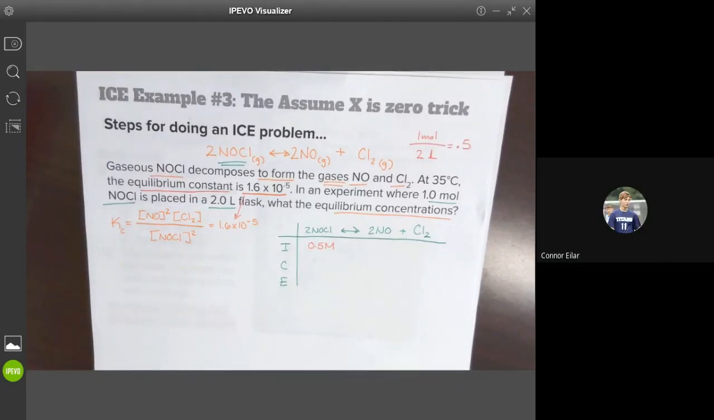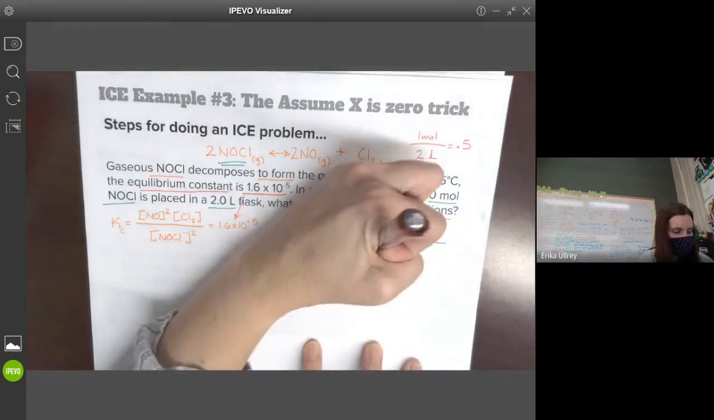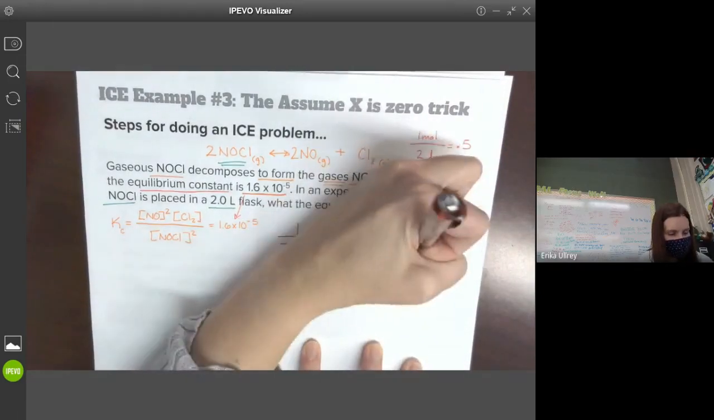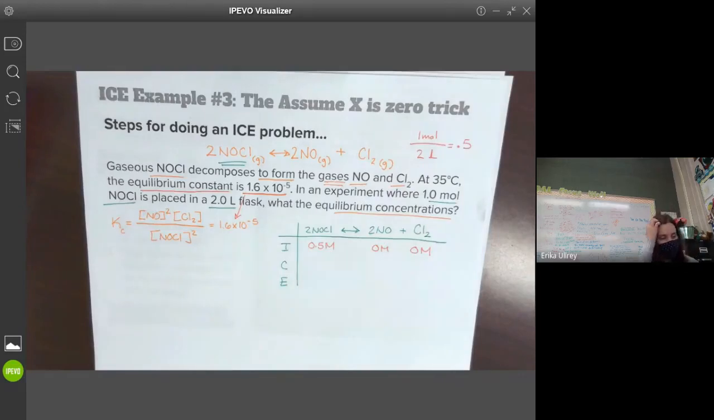Nothing because it's not there at the start. Yep, not there at the start, so we're going to put 0 molar for each of these. Okay, so we have our initial starting concentrations for each of those. So then the next thing that we need to do is figure out our change. Thanks, Connor, for your help with that.